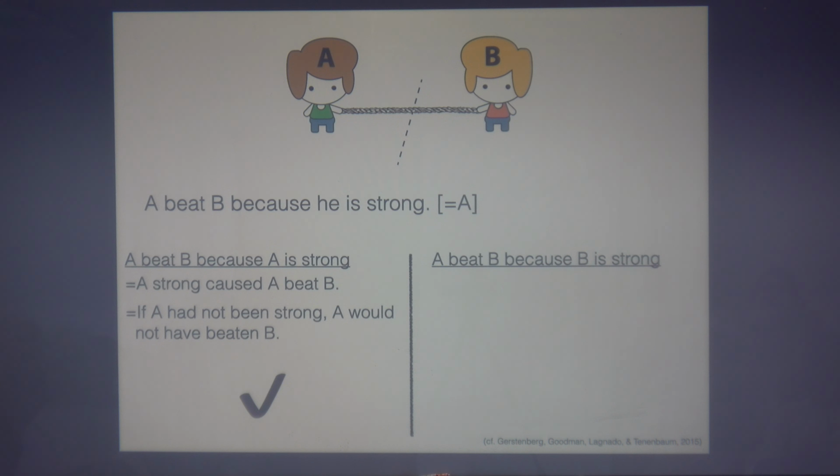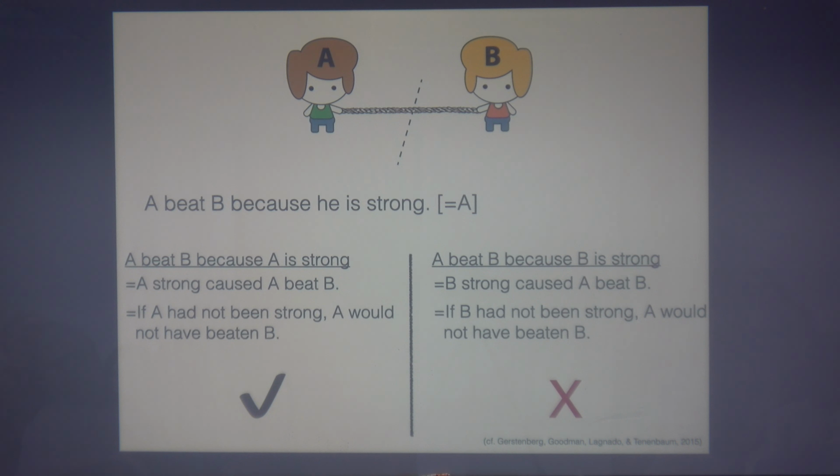But this seems right? It seems likely to be true that A beat B, and if A had not been strong, A would not have beaten B. That seems like something that could plausibly be true of the world. Whereas on the other side, you end up with: A beat B, and B is strong, but if B had not been strong, A would not have beaten B, which seems exactly backwards, right?